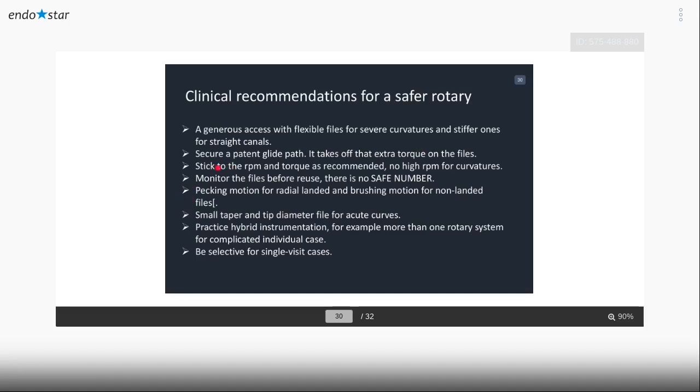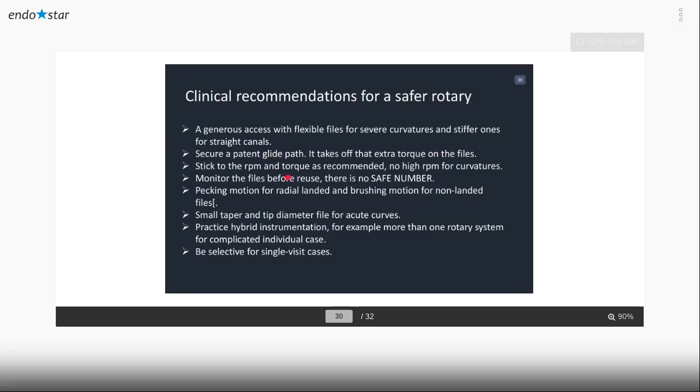The point I intend to talk about is manufacturer recommendation. They say you can use the RPM and torque as recommended, and don't use high RPM for curvatures. This is my point. Manufacturer recommendation must be respected, but at the same time, don't introduce smaller ISO or smaller taper with high RPM in the curvature points until you pass this curvature. Later on, you can do whatever you want. Just pass this curvature or severe curvature.